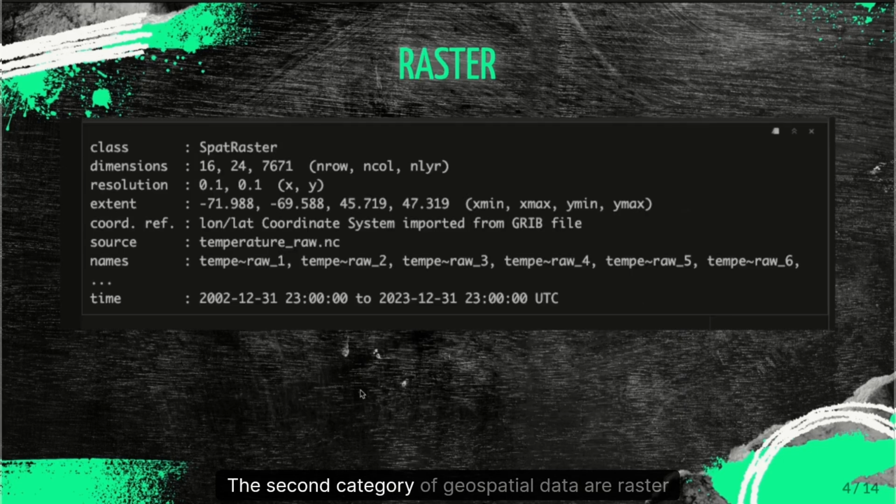The second category of geospatial data is raster data. It is composed of a grid of pixels, each representing a value. For example, we can represent satellite imagery as raster data, and NDVI maps and elevation models are also represented with raster data.